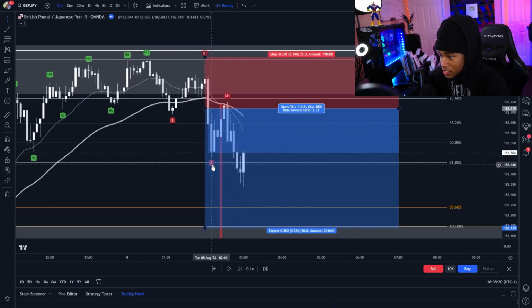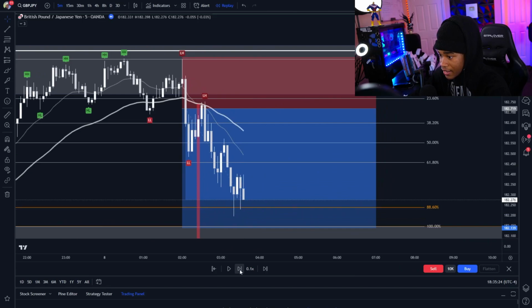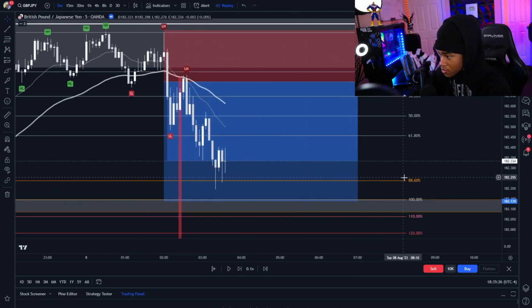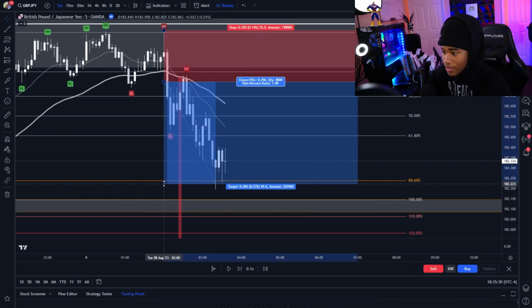Price is continuing to make lower highs, lower lows, lower highs, lower lows, and it just smashed through my TP. As soon as I saw it get to the 88.6, I was like, okay, this was a counter trend trade. I'm looking to get out.